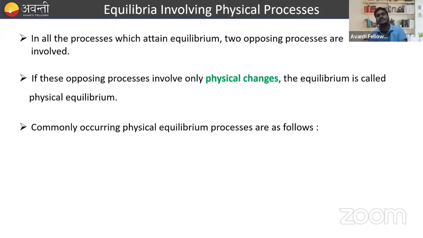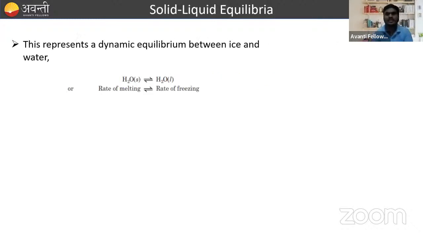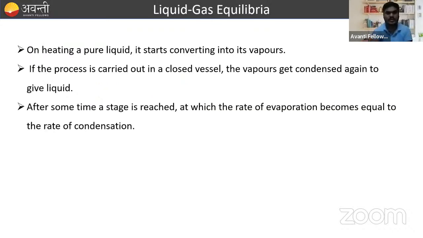What are the examples of commonly occurring physical equilibrium? First, the solid-liquid equilibrium, which represents a dynamic equilibrium between ice and water. This is H2O in ice form and this is H2O in liquid form. Here the rate of melting is exactly equal to the rate of freezing. So this is known as solid-liquid equilibrium, or we can call it dynamic equilibrium.